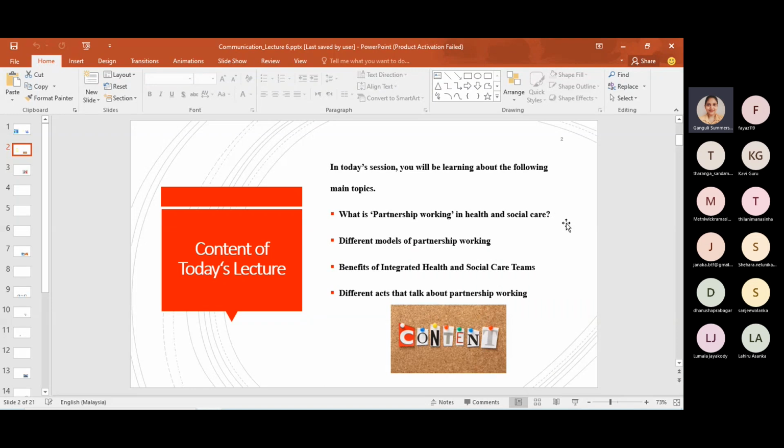Okay, so guys, these are the main topics that you will be learning today. So basically, you will be learning about partnership working in today's lecture. You will learn what is meant by partnership working in health and social care, how partnership working happens in health and social care. And then there are different models of partnership working, so you will learn about those models as well. And then the benefits of partnership working, and the different acts that talk about partnership working.